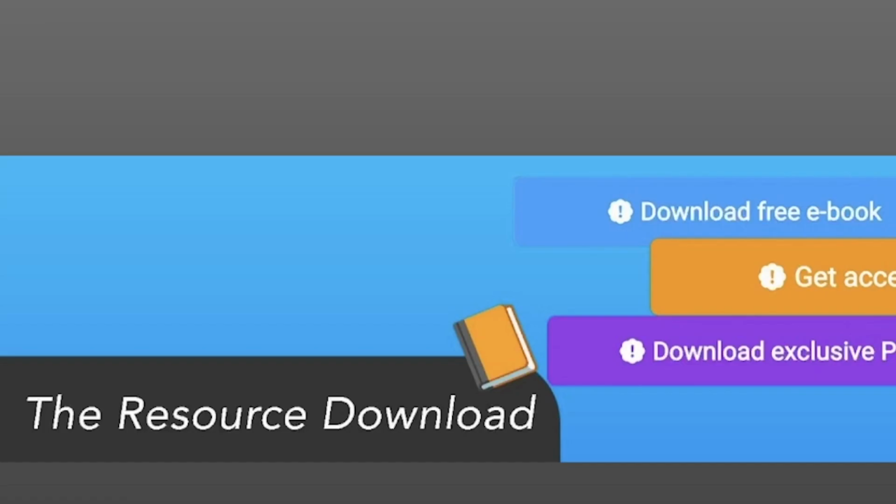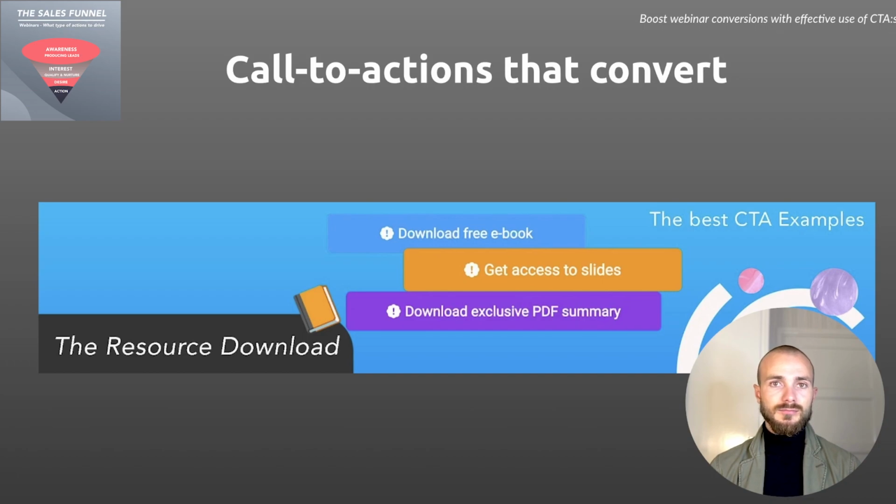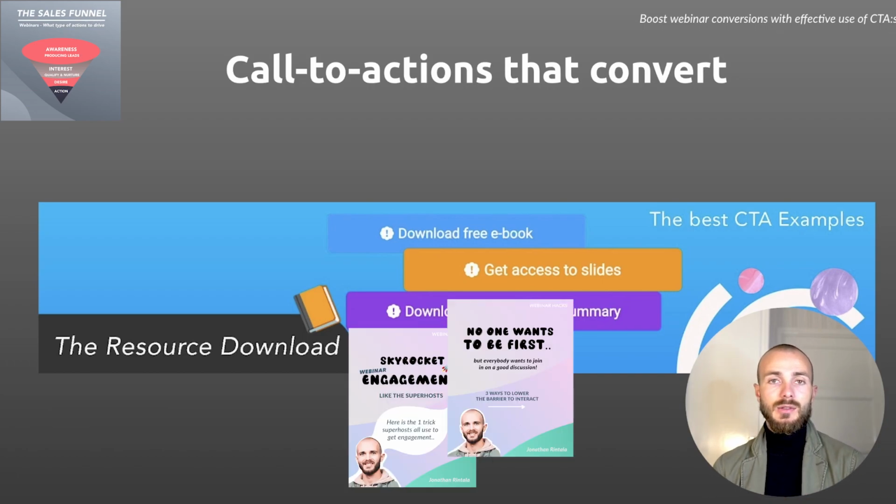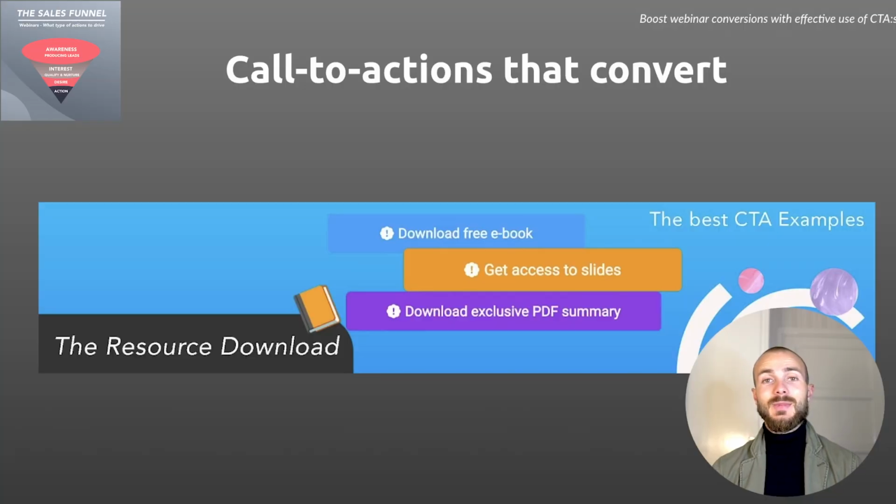Then you have the resource download type of call to action. This is great when you have material that you want the attendees to download and take part of. It could be a free ebook that you want them to download. It could be them get access to the slides afterwards, or download an exclusive PDF summary of the latest webinar trend. If you have good material that you've already put together and want to distribute and spread through a webinar.